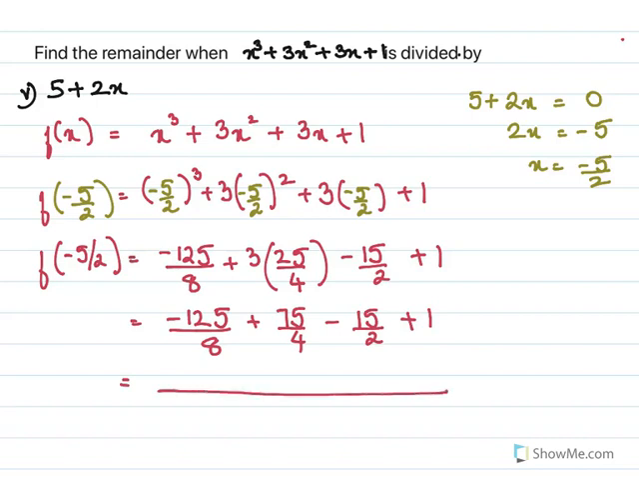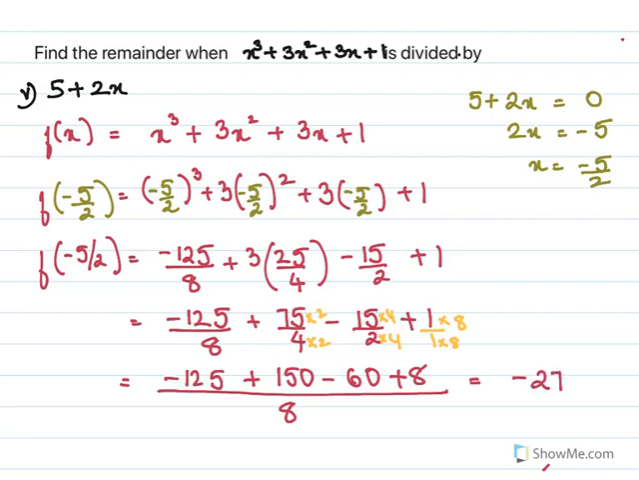So LCM will be 8. Minus 125, here 4 into 2 to give us 8, into 2 into 2. Here we have to do into 2 into 2, and here into 4, and this is over 1, so into 8. So this is minus 125 plus 150 minus 60 plus 8. When you add this up together, you get minus 27 by 8. So remainder equal to minus 27 by 8.